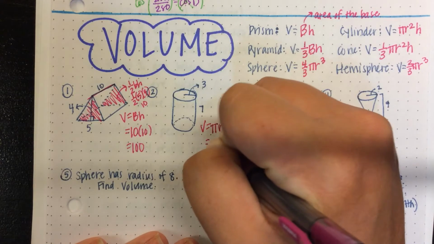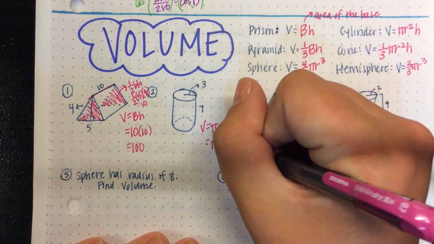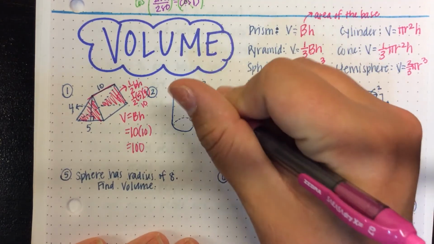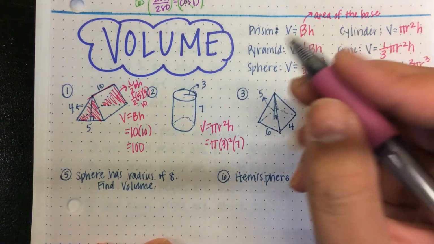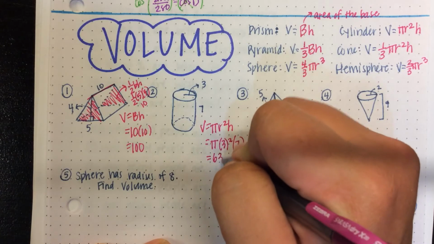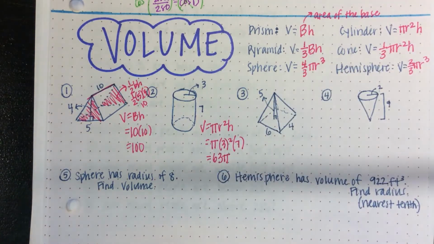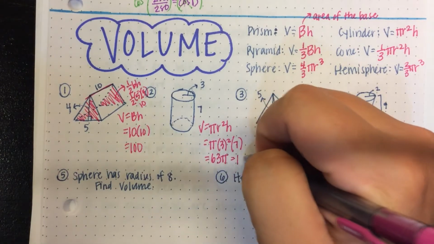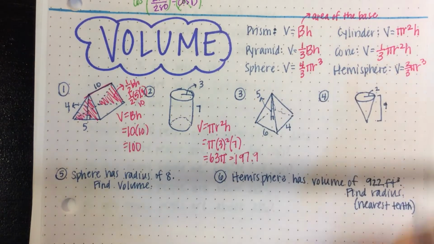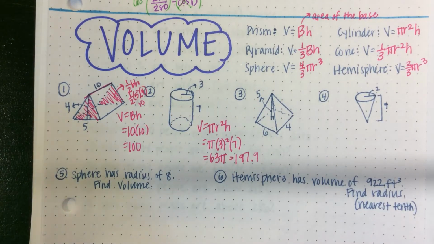So that's going to be pi, and my radius is 3. And the height of my cylinder is 7. 3 squared is 9, and then 9 times 7 is 63. So 63 pi is our exact volume. Okay, so if it wants it exact, you leave it with a pi in there. And then if it just wants you to round it, you can go ahead and plug that in, and we get 197.9. Okay, just depends on what it's asking for when you're doing these.